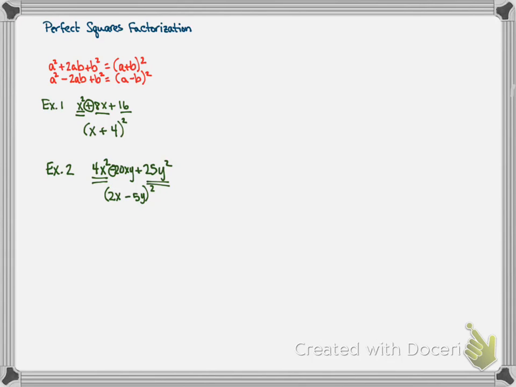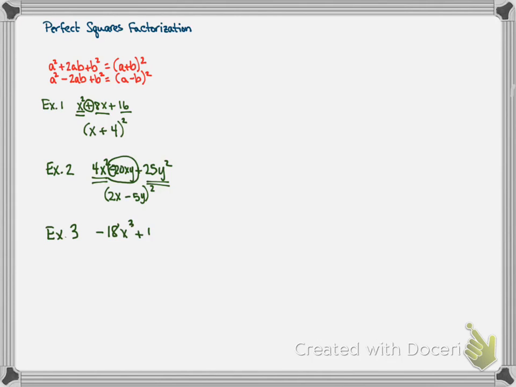And now we're going to check it by doing 2 times 2x times negative 5y, which is negative 20xy, which is what we had to begin with in the middle of our original expression. That means this truly does factor to (2x minus 5y) quantity squared.